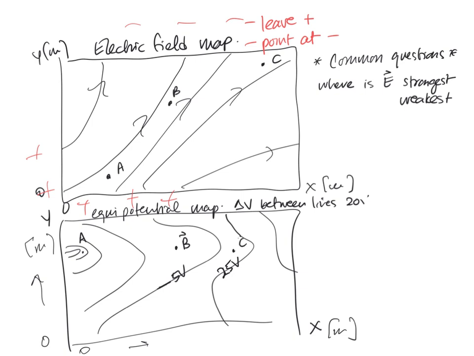Maybe here too, they're going to give you some labeled points like that. Oh, and they're not vectors. I don't know why I put a vector head on that one. They're going to say, where is the electric field strongest or the weakest? Where is the potential the greatest or the smallest? They might use different words, like high or low.